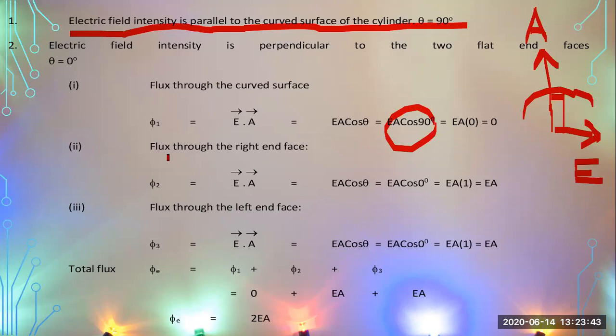Now, the flux through the right-hand face, you know that the E is along the same direction. This one is E of that surface, which you have considered as the surface of a cylinder from the same sheet. That is, both E and A are along the same direction. So that's why their angle will be zero. And when the angle is zero, that is EA equal to EA.